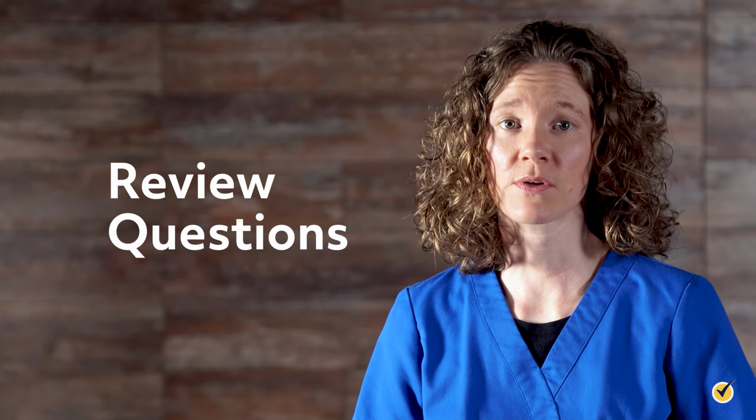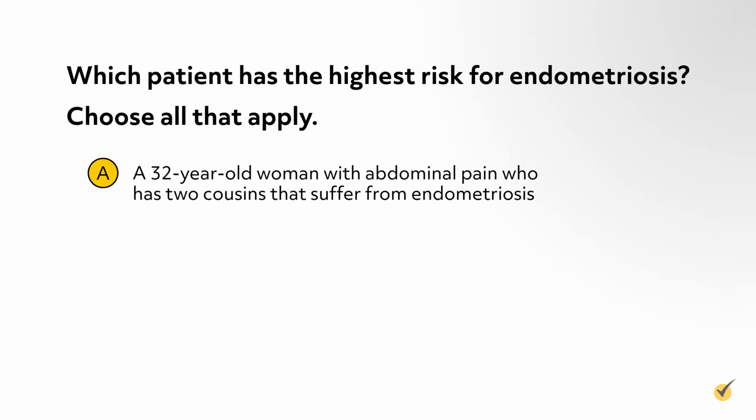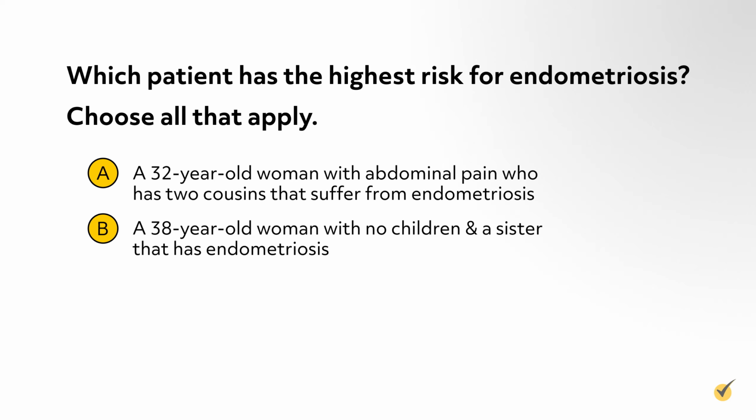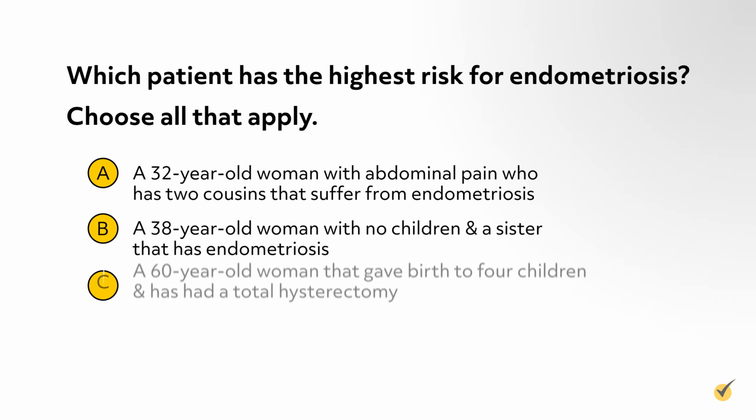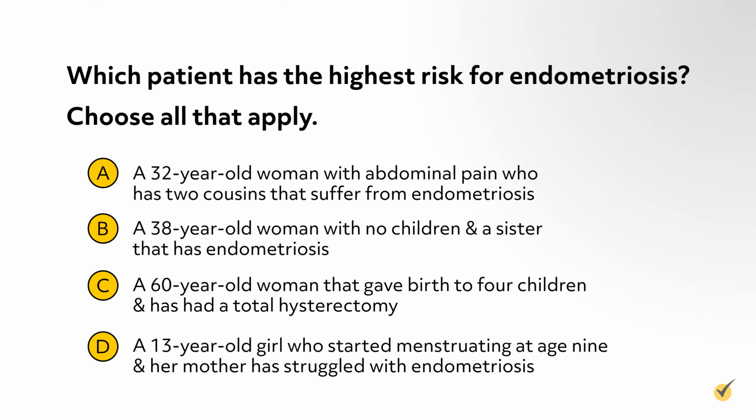Let's look at some questions to review. Which patient has the highest risk for endometriosis? Choose all that apply. A, a 32-year-old woman with abdominal pain that has 2 cousins that suffer from endometriosis. B, a 38-year-old woman with no children and a sister that has endometriosis. C, a 60-year-old woman that gave birth to 4 children and has had a total hysterectomy. D, a 13-year-old girl who started menstruating at age 9 and her mother has struggled with endometriosis.